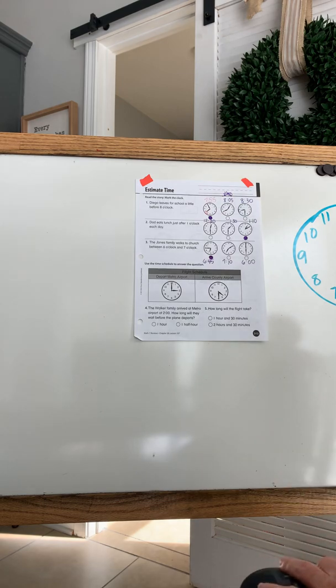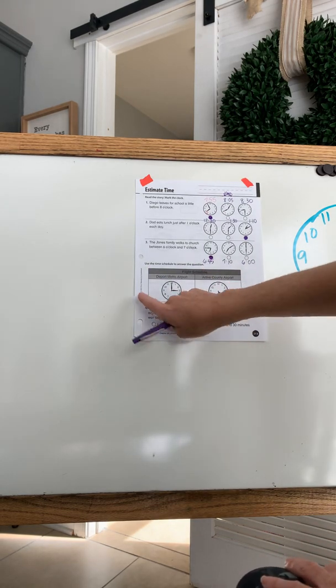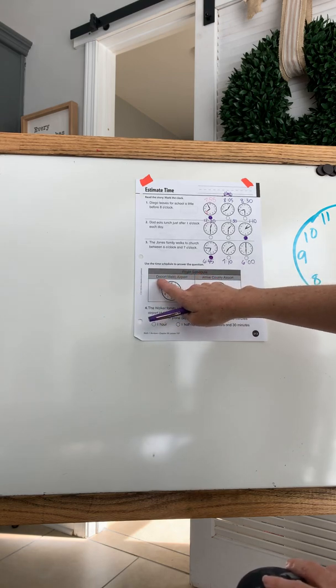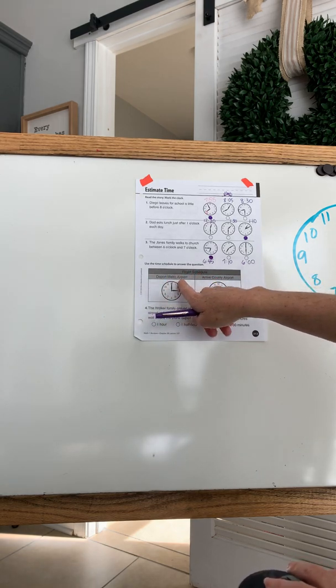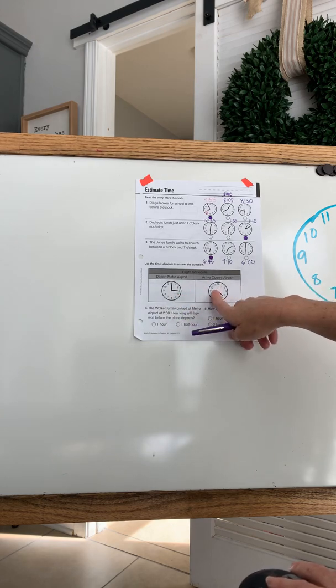Okay. All right, down here, use the time schedule to answer the question. So we've got a flight schedule, and we've got the depart time from the metro airport, and we've got the arrival county airport. So you're going to leave one place and arrive somewhere else.